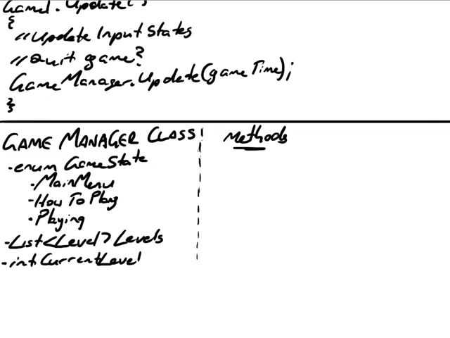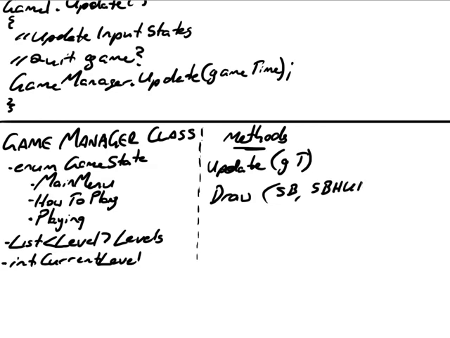We need to have an update method, which of course takes in game time. We're going to need a draw method, which takes in our sprite batch, and a second sprite batch, which, how horrible am I for not even mentioning this one before. And we'll get into that in just a moment. And it's going to have one more: go to next level.